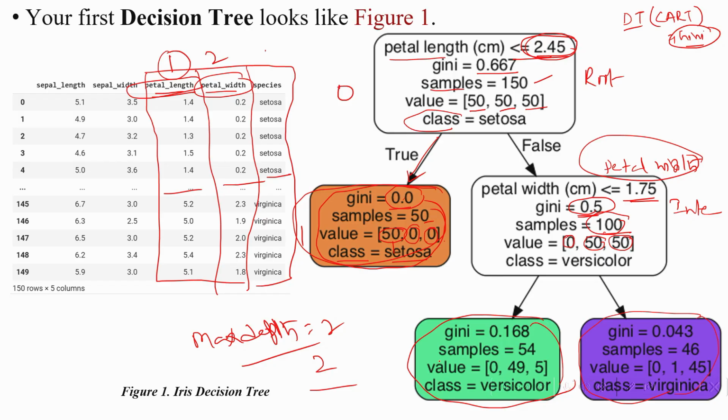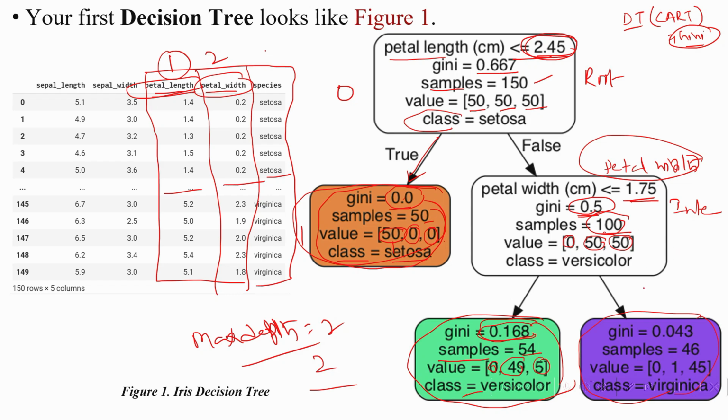Here the samples are 54. Out of 54 samples, the value is 0 belonging to Setosa, 49 belonging to versicolor, and 5 belonging to virginica. The majority class is versicolor, and the corresponding Gini value is 0.17. Most of the elements belong to versicolor, 49, and 5 belong to virginica. So Gini is not equal to 0, because the node contains different classes.